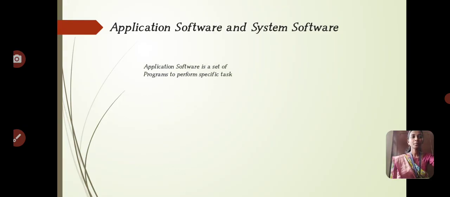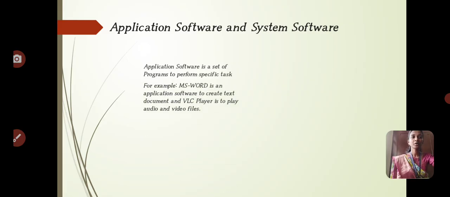So first of all, application software is a set of programs to perform specific tasks. For example, MS Word, PowerPoint, VLC Player, these are examples of application software because these are apps. So the apps in the phones, in the laptops are all called application software.